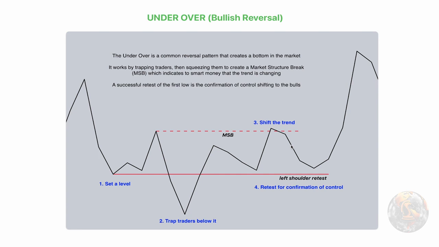You have trapped traders, a high probability trend shift, and a retest. So let's look at that. The under-over obviously reverses and causes a bottom, and it works by trapping traders. So first you set a level. So price comes down and it sets a level.